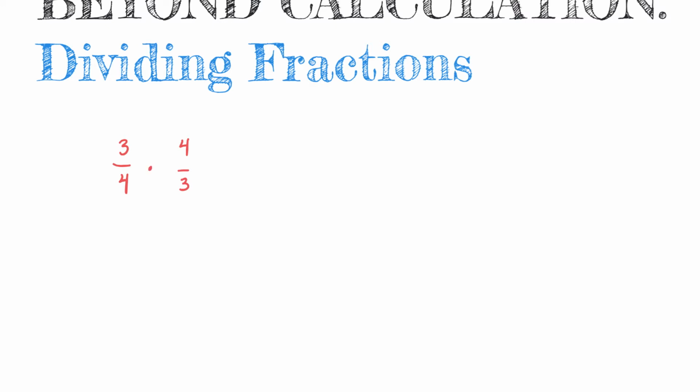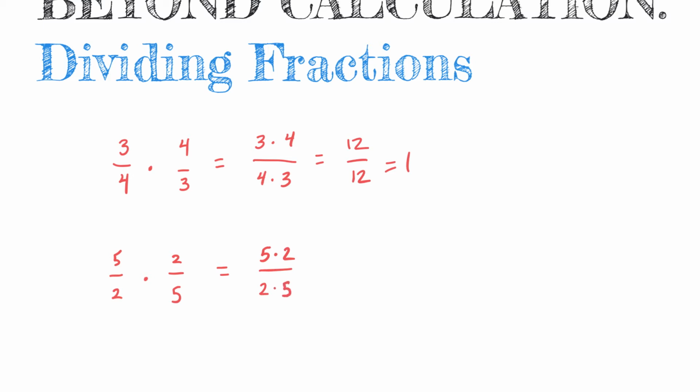And the product of a fraction and its reciprocal is always equal to 1. Because the numerator times the new numerator is 12, and the denominator times the new denominator is also 12, we get 12 over 12, which is 1. And this will work for any fraction, even if you have an improper fraction like 5/2. Its reciprocal is 2 over 5. And again, when you multiply the numerator times the new numerator and the denominator times the new denominator, you're going to get the same number on the top and on the bottom, which means you have a fraction equal to 1.